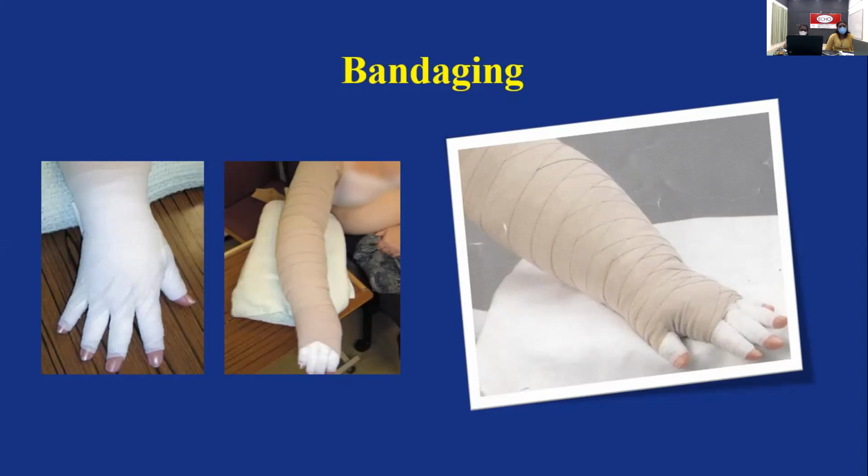Initially you can do the spiral bandaging. If the patient is tolerating the spiral bandage for the first two weeks, you can do the multi-layer bandage. The multi-layer bandage is the figure of 8 bandage. Because of the pressure of the multi-layer bandage on the lymphedema site, the fluid will be pushed from the affected area to the non-affected area.